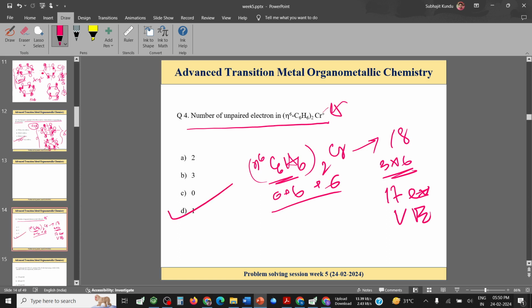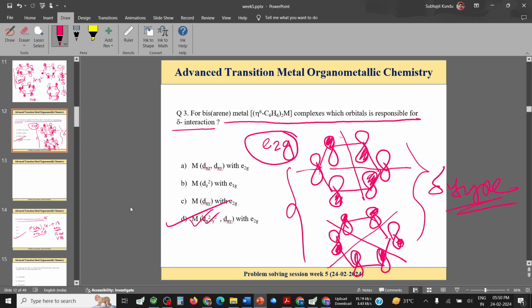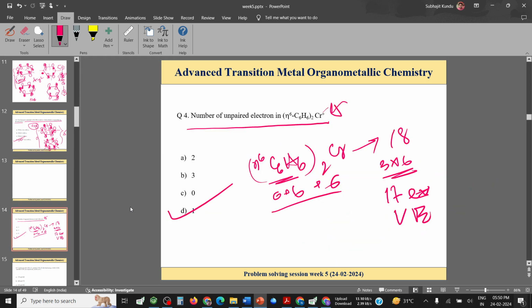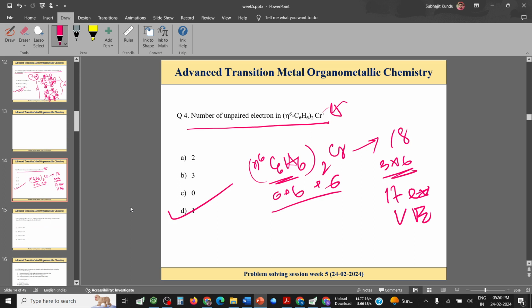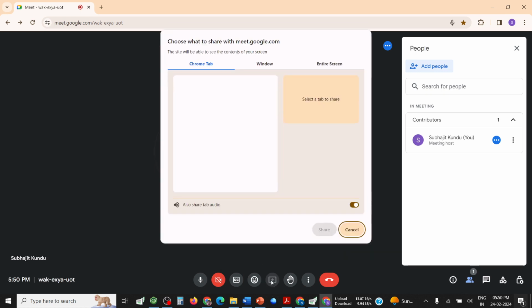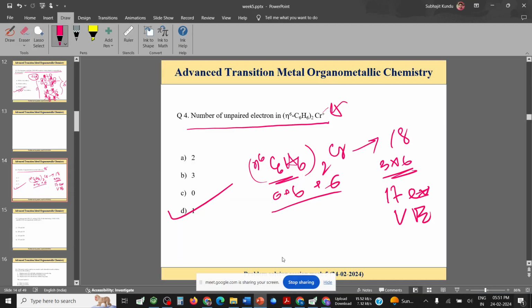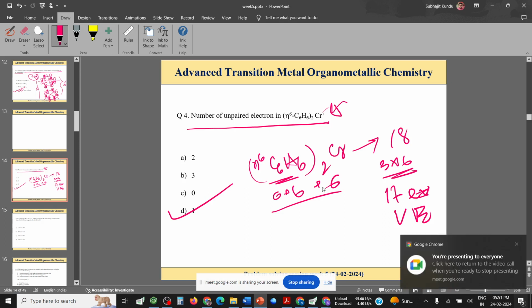So with this discussion, I came to the end of the discussion of this series on the reaction and structure and bonding with the bis arene system. Now I will discuss the questions on the reactivity and some properties of this arene system. Then going to question number 5.